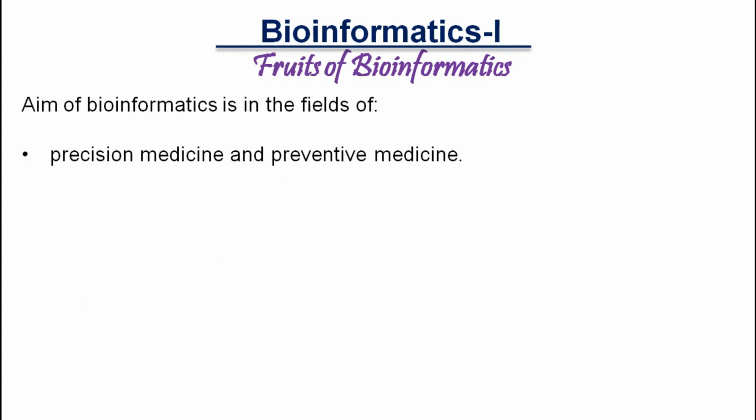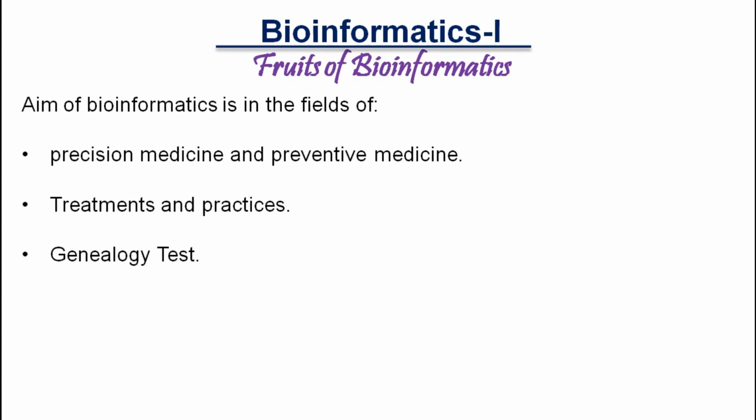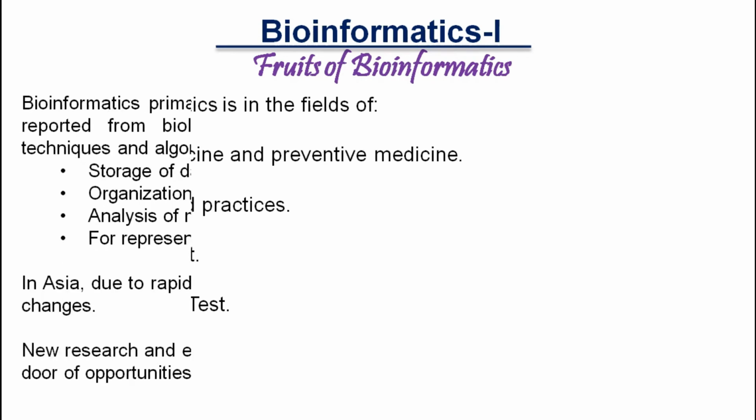So what are the fruits of bioinformatics, or what have we got from bioinformatics? We have got precision medicines and preventive medicines for the treatment of many genetic diseases, and the treatment and practices have improved. And then we have the genealogy test to check the ancestry of an individual, and we also have the DNA paternity test. And bioinformatics has played an important role in forensics in the last few decades.